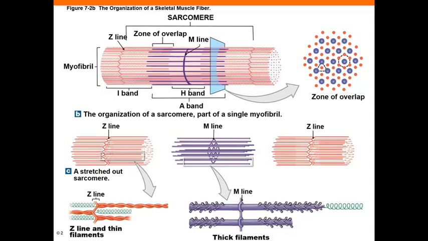The M line is this nice straight line right here, colored in purple for you to see. The M line is made of connections between the thick myosin filaments. The A band, pictured here as this region pulled out, separated from the rest of the sarcomere, contains all of the thick filaments. And the I band, from here to here, stretched out, contains the thin filaments and includes the Z line.